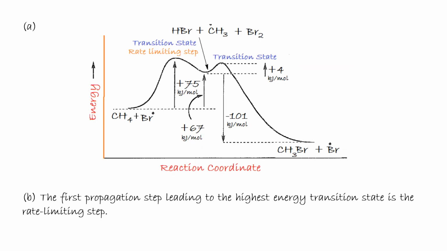We will not talk about the initiation step of the bromination, bromine cleavage. Now we will start with CH4, Br radical, that's plus 75, and this is the first transition state. Then the intermediate when we form CH3 radical. And then the second step, transition state, and then we get to the product.